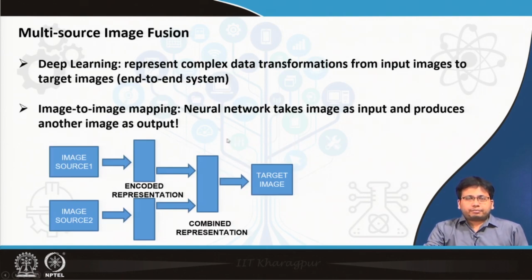Now, the way machine learning based or deep learning based approaches for the same problem work is as follows. We may have some input images, let us say there are two image sources, source 1 and source 2. What a neural network does is, for both source 1 and source 2, it creates an encoded representation. Both of these are neural networks which need not be similar or identical. The exact architecture of these two networks may depend on the nature of these two sources.